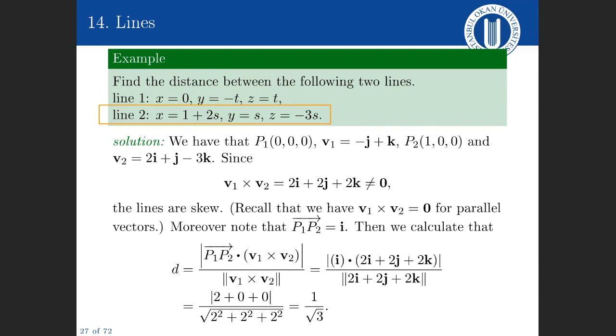Then we need to do the same for line 2. We need a point on line 2, and we need a vector which is parallel to line 2. We can read off the point, it must be 1, 0, 0, because x is 1 plus something, y is 0 plus something, and z is 0 plus something. And we can read off the vector, 2i plus 1j minus 3k.